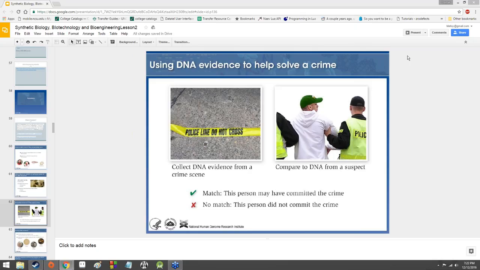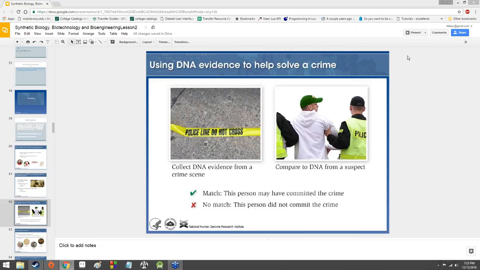There's also the possibility that that person was there sometime before the crime happened and they accidentally left some DNA there. Let's say you work in a machine shop, and you cut your finger on a piece of metal and you bleed a little bit on the floor. Or a piece of hair falls off or something like that. And then a crime is committed there later that night and they find your DNA there.